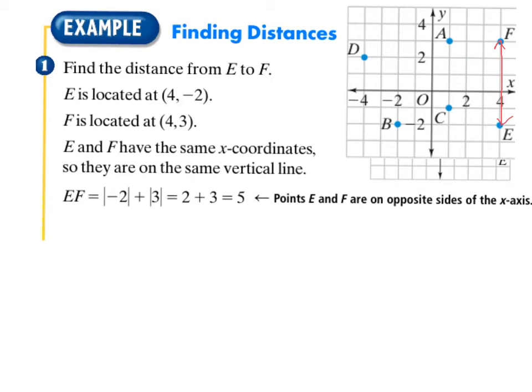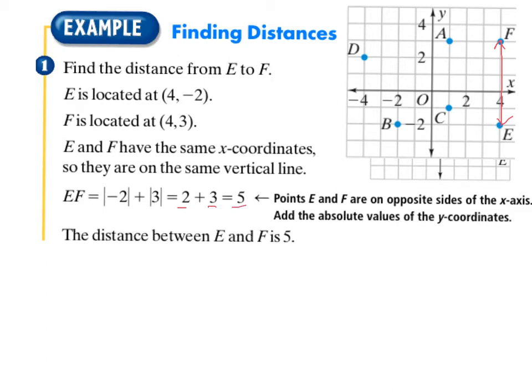So the absolute value of -2 is 2, and the absolute value of +3 is 3. So 2 plus 3 is 5. So the distance between E and F is 5. If those points had been on the same side of the x-axis, we would have subtracted. But since the points are on opposite sides of the x-axis, we added them.